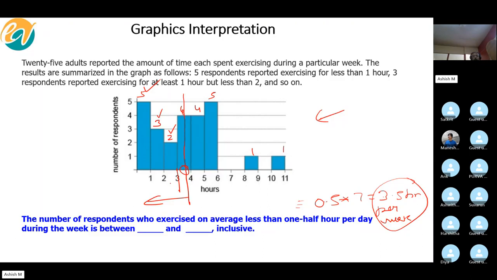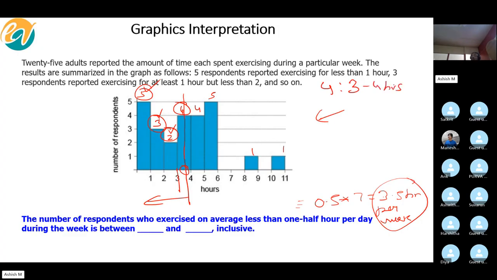Correct? Now the only confusion, so 5 plus 3 plus 2, which is 10. 10 people definitely exercised 3 or fewer hours per week. Correct? Now the only issue is with these 4. Now these 4 exercised anywhere between how many to how many hours? 3 to 4. Correct? Now these 4 people exercised between 3 to 4 hours per week.